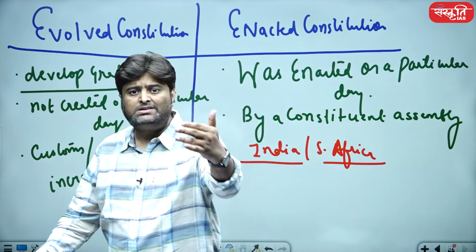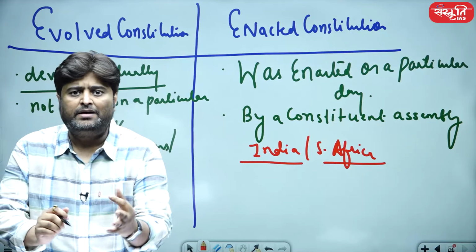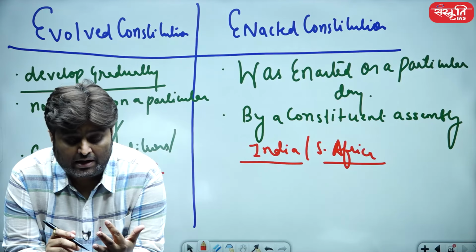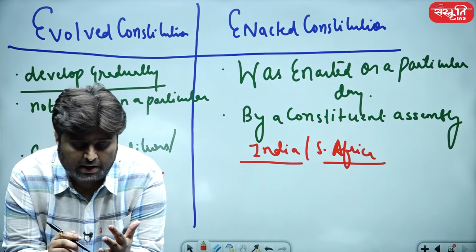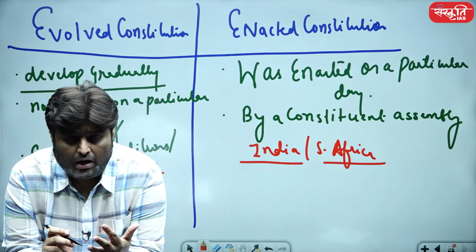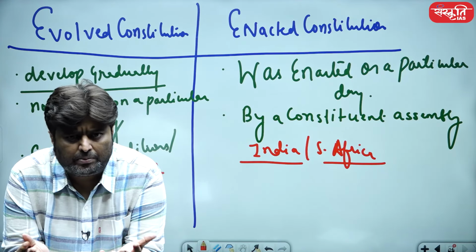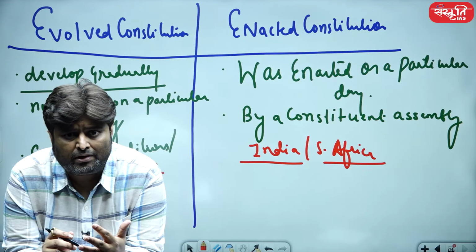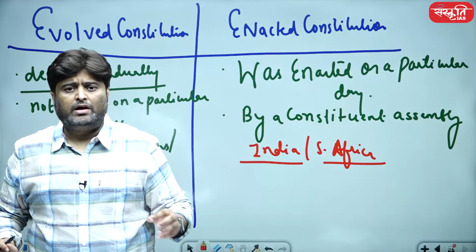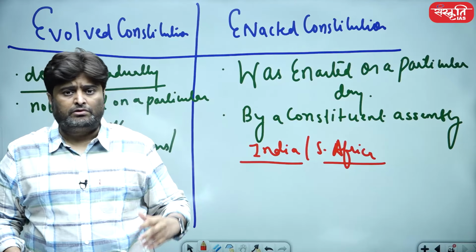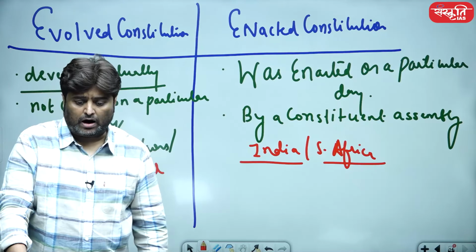So what is India's identity? Indian identity is, number one, it is a written constitution. It is a federal constitution up to a certain extent. It is up to a certain extent a rigid constitution, and at the same time, because we also have a basic structure theory these days, it is also having a very unique identity. It is indeed an enacted constitution given by our forefathers.